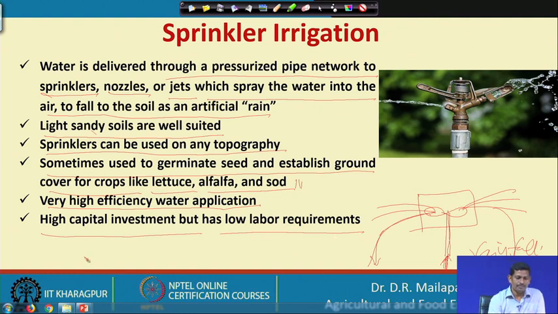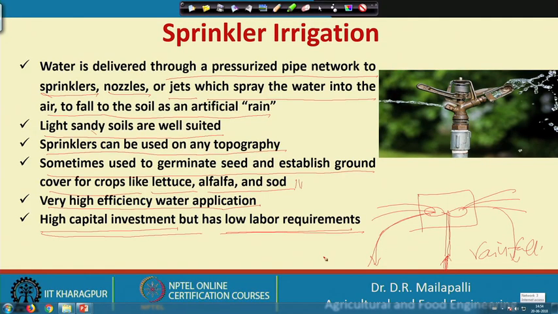The main investment is to buy the laterals and all the sprinkler system components. That really involves a lot of cost compared to surface irrigation systems, but because the system components are well designed, it requires low labor, only attaching the components. After that, even the maintenance is very little.